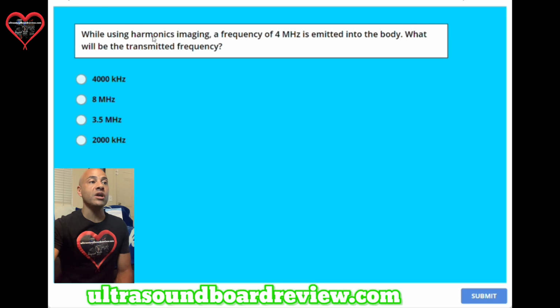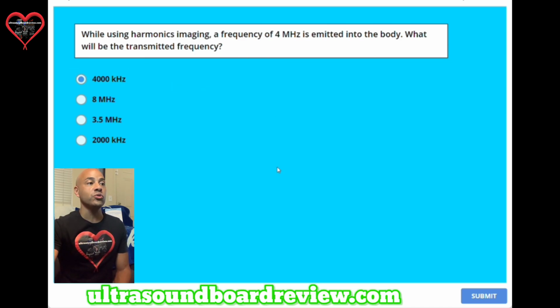Question 14. While using harmonics imaging, a frequency of 4 MHz is emitted into the body. What will be the transmitted frequency? A, 4,000 kHz, B, 8 MHz, C, 3.5 MHz, or D, 2,000 kHz? The answer is A, 4,000 kHz.